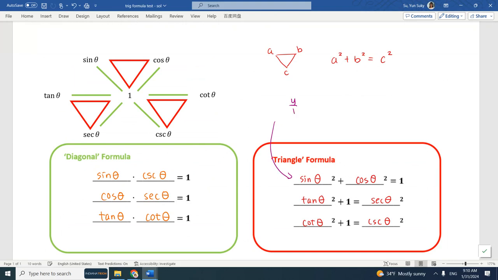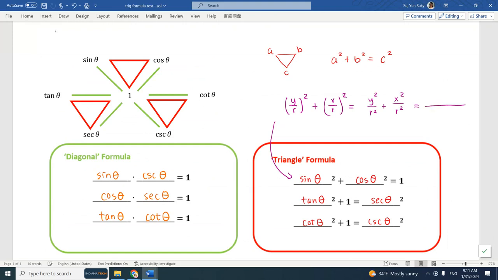So we have y over r. That's sine theta. But now we have sine theta squared plus, what's cosine theta? X over r. And we have square. Yes, everybody? Now, what does that mean? Okay, so we have y squared over r squared plus x squared over r squared. Right? You can distribute the square, right?